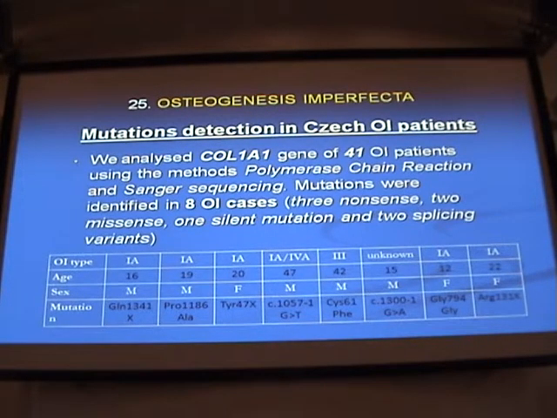In this research study, the COL1A1 gene of 41 OI patients was analyzed using the methods polymerase chain reaction and Sanger sequencing. Mutations were identified in 8 cases: 3 nonsense, 2 missense, 1 silent mutation, and 2 splicing variants. In the table it is summarized. You can have a look.